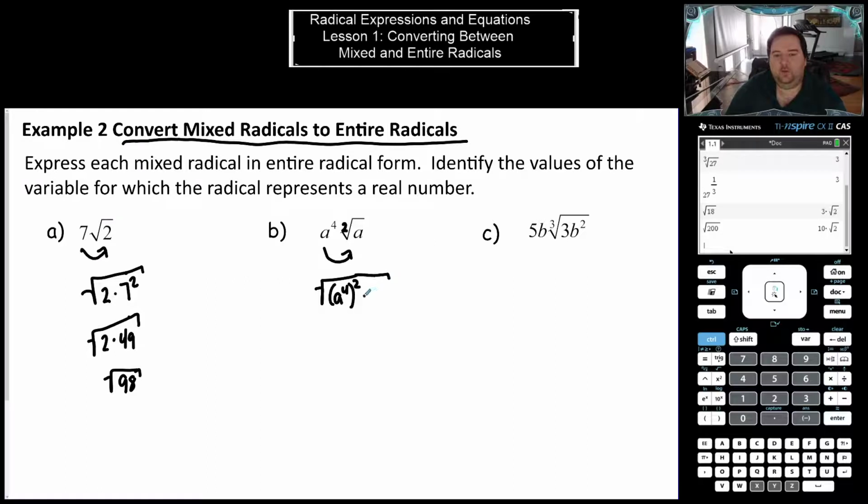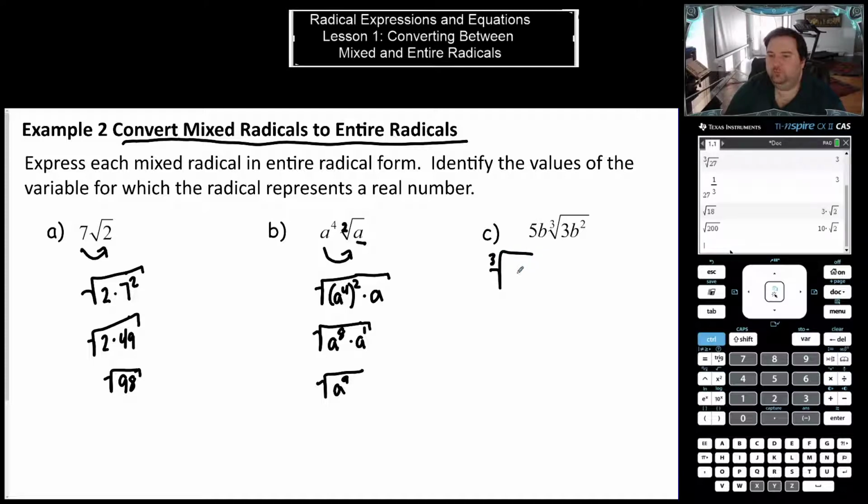And what was still on the inside, we still had this a there. So don't forget that a. What's a to the power of 4 squared? It's a to the power of 8 times a. Now, this is a to the power of 1, right? Now we're using that first property where we have similar variables with exponents, and what do we do? We add them together. So this is a to the 9. Good. Let's do that again.